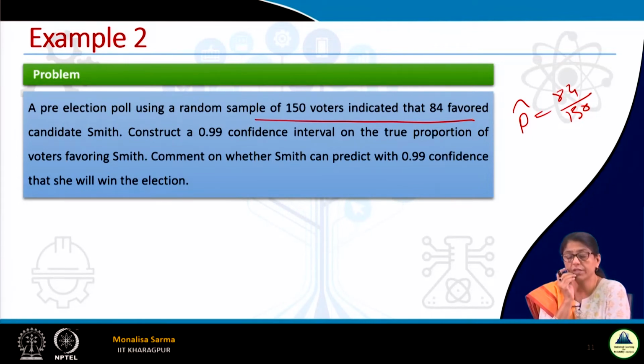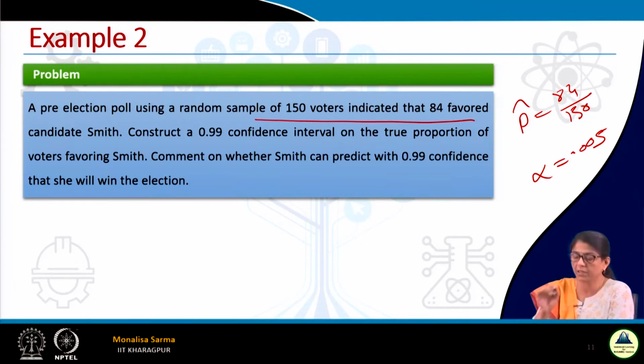Construct a 0.99 confidence interval. We have to construct a 0.99 confidence interval. For the 0.99 confidence interval, what is the significance level? That means alpha is 0.01. So if you have to check for two-tail, 0.01 means it will be both sides, so alpha will be equal to 0.005, isn't it? But if it is single-tail, we will just consider alpha equal to 0.01. Now see, is this question for two-tail or single-tail, whatever it is asking.